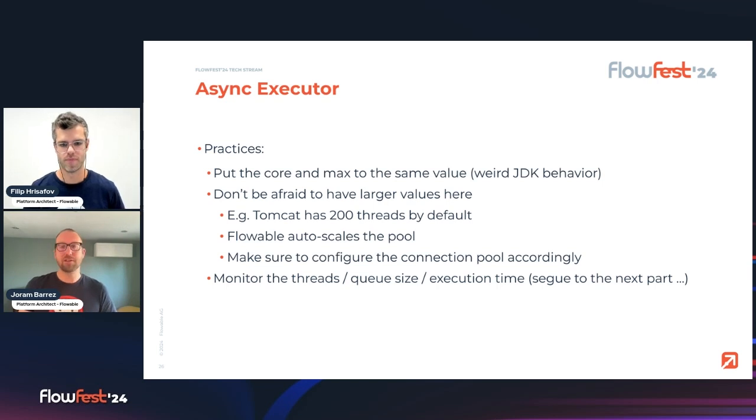Another thing is, don't be afraid to use large values here. We've seen people trying to get by with 2 threads, 4 threads, whatever. Don't worry about these things. If you install Tomcat, for example, by default it has 200 threads, or you can go higher if needed. Same with Flowable. It will auto-scale depending on your needs. The only thing you need to take into account with Flowable is you need to configure your connection pool accordingly. You need to make sure that every thread in the thread pool can have one database connection, because we do that in one transaction to roll back afterwards.